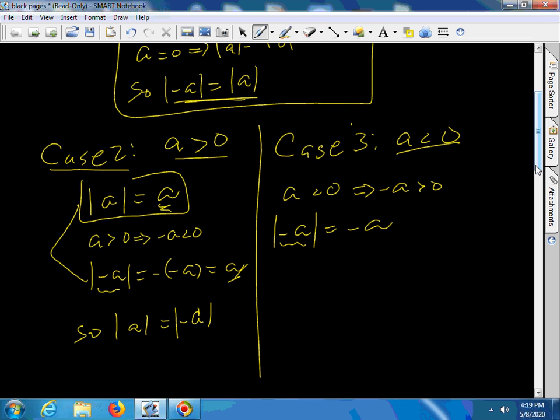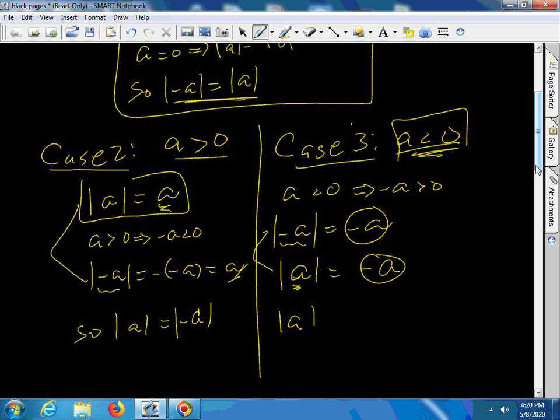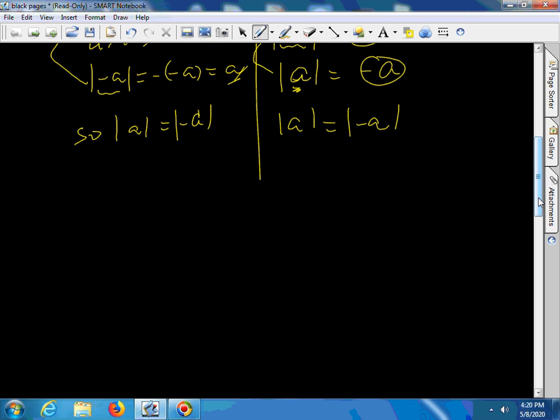Okay, and what's the absolute value of a? Since that's negative, because I told us it's negative, the absolute value of a negative number is that negative number with a minus sign in front. Ooh, look at this. Both of these gave us the same answer. So for case 3, when a is negative, the absolute value of a does equal the absolute value of negative a.